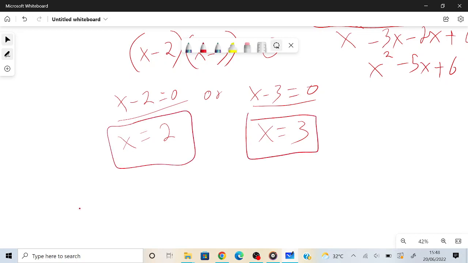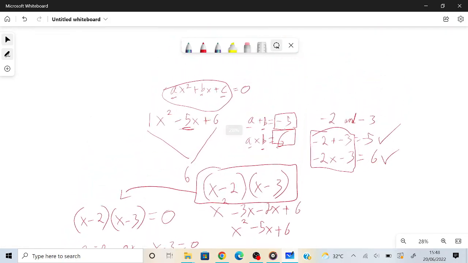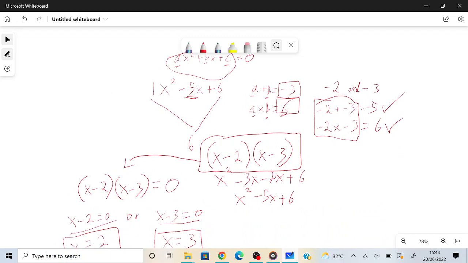Of course, this can be tested. We can put this back into the original equation we had. So if we put x equals 2 and x equals 3 in these places, we should get 0. So let's do that real quickly. 2 squared minus 5 into 2 plus 6 would give me 0, and then 3 squared minus 5 into 3 plus 6 would also give me 0.